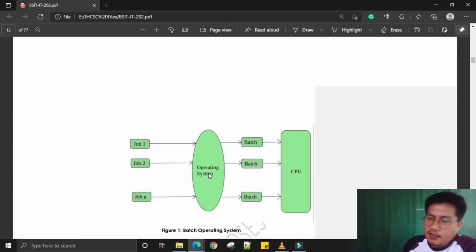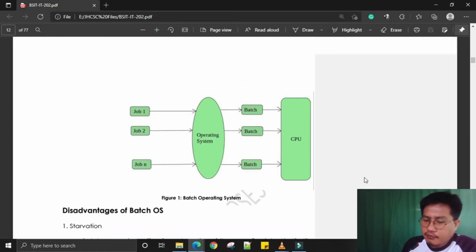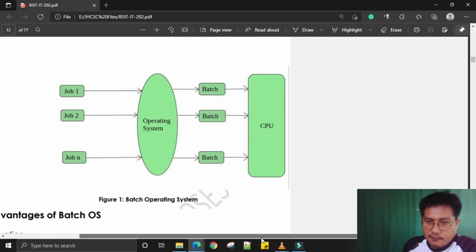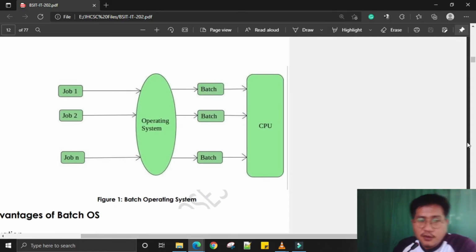So here is another diagram for batch processing. You can see in the diagram we have job 1, job 2, up to the last job, job n, which comes to the operating system, and then it will be performed according to the first come first serve basis, and it will release the output in batches also.